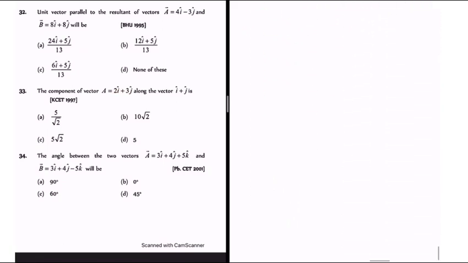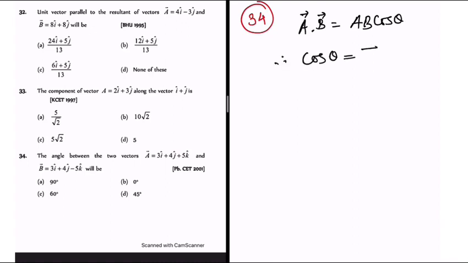And last question of today. 34th. The angle between two vectors A and B. Okay, this you can find by which method? As I know, A dot B is AB cos theta, therefore cos theta is A dot B upon AB. We have done such a question earlier also. Please do it by yourself.